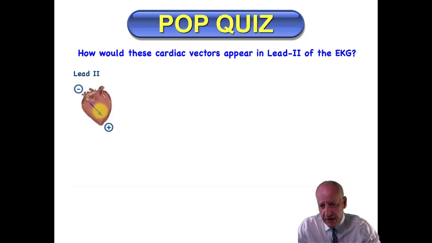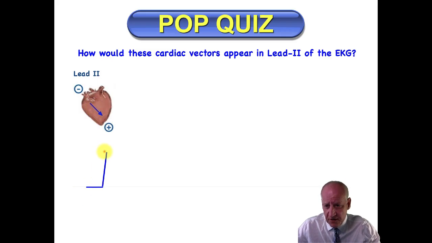How would this vector appear in lead 2 of the EKG? Lead 2, the positive pole, is located toward the left hip. Would it be a positive deflection or a negative deflection? Well, the vector is pointed toward the positive pole, so it would be a positive deflection, and the vector is well aligned with the lead axis of lead 2. So we would see a large positive deflection on the EKG.